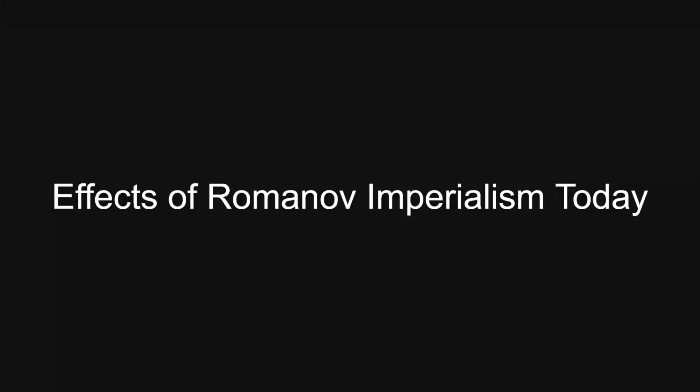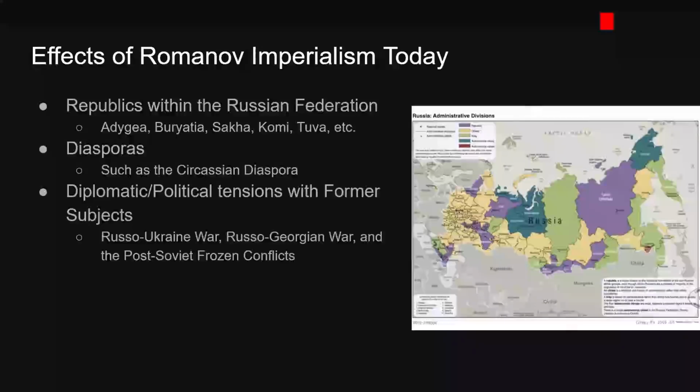Now let's briefly go over some effects of Romanov imperialism and Russification that can be seen today. The Russian Federation of today includes several republics, often populated by a specific minority group. On the map to the right, they are the purple regions. An example of a diaspora, as discussed during the Circassian genocide section, would be the Circassian diaspora. On the map of Russia, Circassians within the Federation often reside in the republics in the Caucasus, such as the Republic of Adygea.